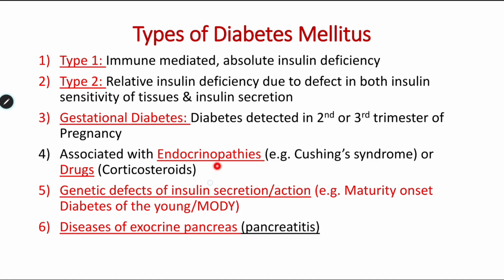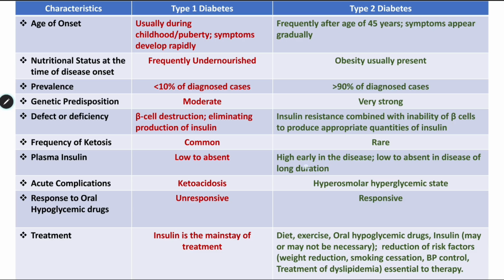But we will be focusing on type 1 and type 2 diabetes. Type 1 diabetes usually happens in childhood or puberty. Symptoms develop rapidly. The patient is frequently undernourished, and it is a minority of cases of diabetes mellitus and has a moderate genetic predisposition. That is, you will hardly ever find any relative of that patient with type 1 diabetes.